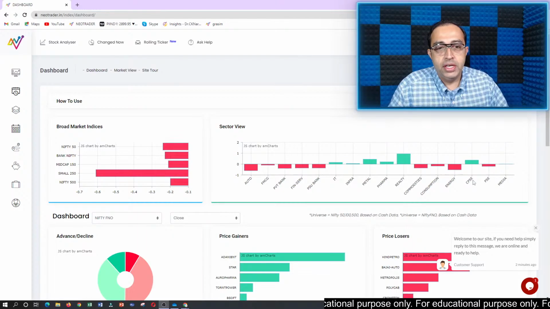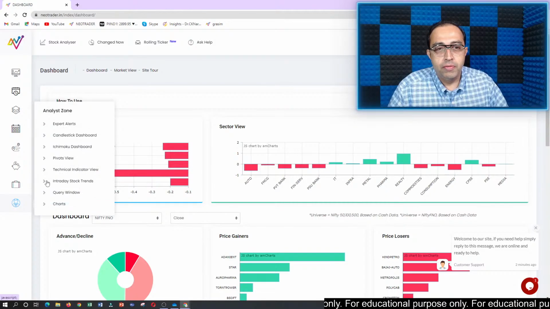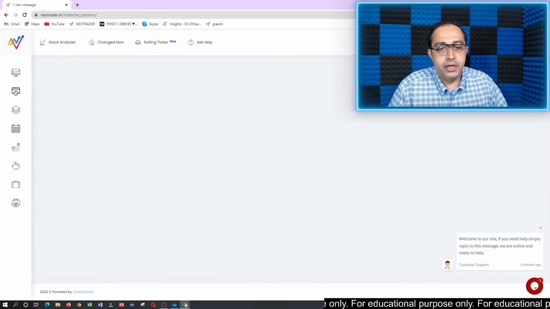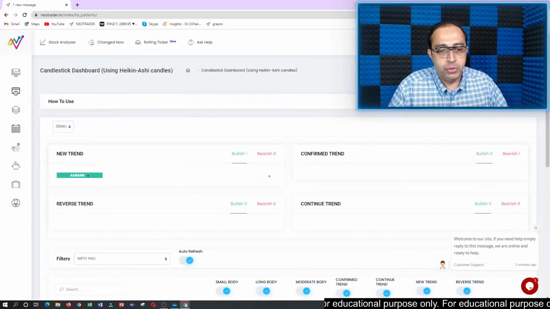As you can see here on the NeoTrader, we have got the analyst zone where you can go into the candlestick dashboard. You can see there are two types of dashboards which we have. One talks to you about candlesticks, the other talks to you about Heikin-Ashi. So let's take a look at the Heikin-Ashi dashboard. In Heikin-Ashi, what do you see? You see that the entire Heikin-Ashi is analyzed for you.